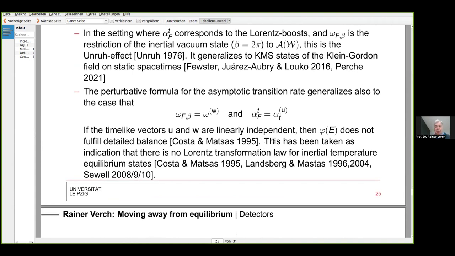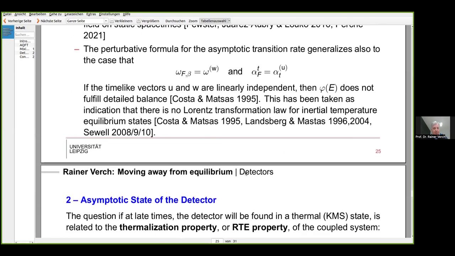For this situation, one finds that this phi_E does not fulfill the detailed balance, so it does not have this Boltzmann-like transition rate, as has been shown by Costa and Matsas in 1995. And this has been taken as an indication that there is no Lorentz transformation law for inertial temperature equilibrium states. This has been discussed at some length in these papers by these people.